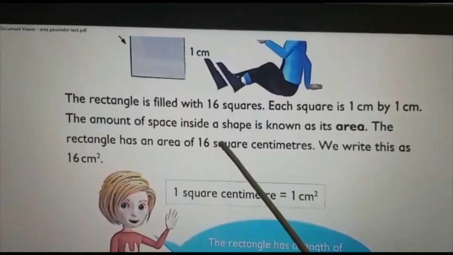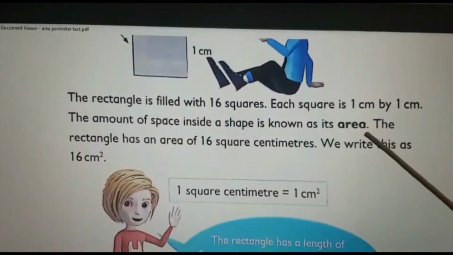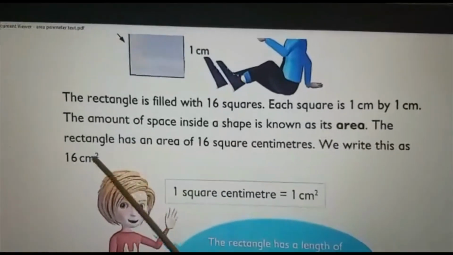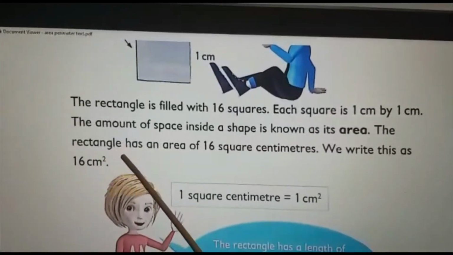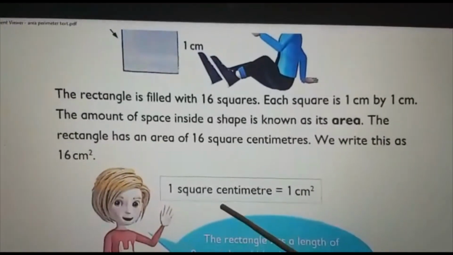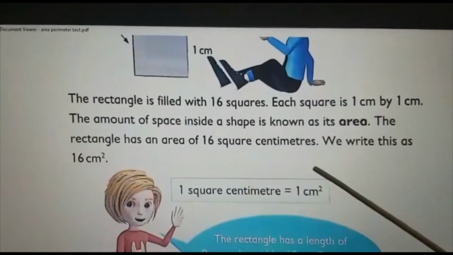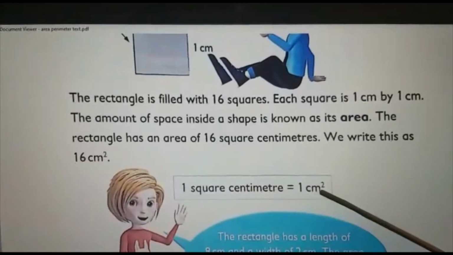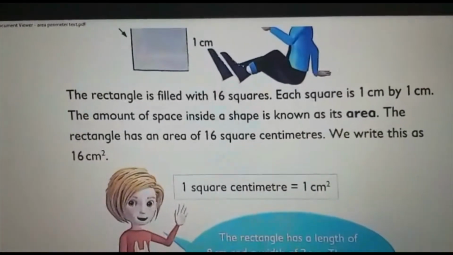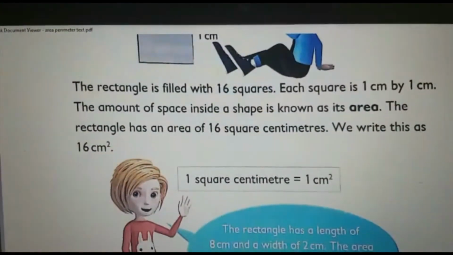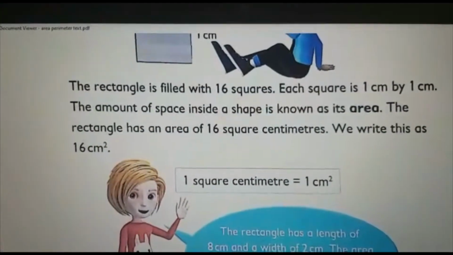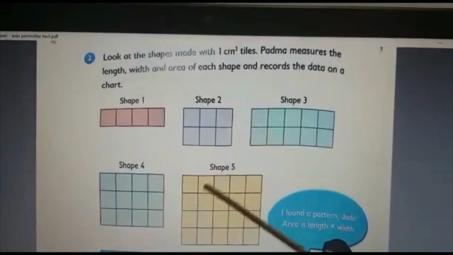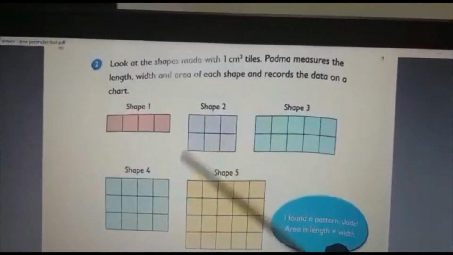The amount of space inside the shape is known as its area. The rectangle has 16 square centimeters. So we can write it as 16 centimeters square, or we will say it as 16 square centimeter. Both ways you can write. Either you can write the answer as square centimeter or as centimeter square. Both ways you can write. Okay, is it clear?